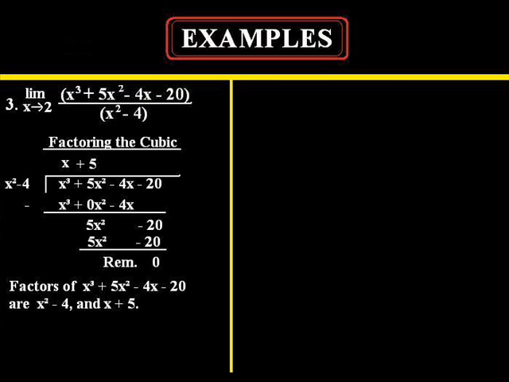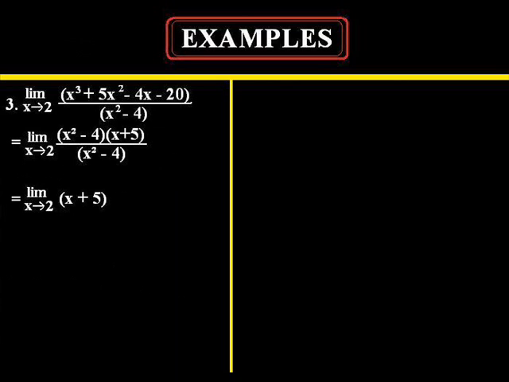Due to the remainder of 0, we can determine that a factor of x cubed plus 5x squared minus 4x minus 20 is x squared minus 4 and x plus 5. You can check it on paper. The remainder of 0 reveals this. Alright, now we're ready to tackle this problem.